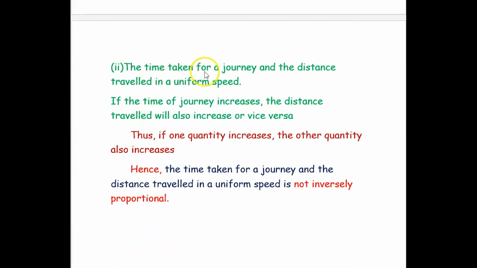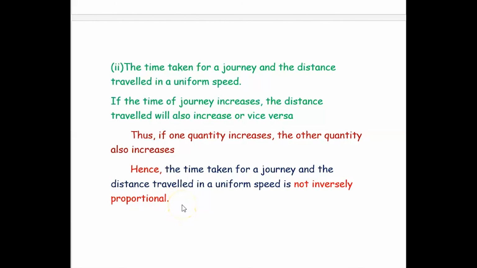Next question: the time taken for a journey and the distance travelled at a uniform speed. If the time of the journey increases, then the distance travelled will also increase. Or if the time of the journey decreases, then the distance travelled will also decrease. So here one quantity increases, the other quantity also increases. Or if one quantity decreases, the other quantity also decreases. So we can conclude that the time taken for a journey and the distance travelled at a uniform speed are not in inverse proportion.